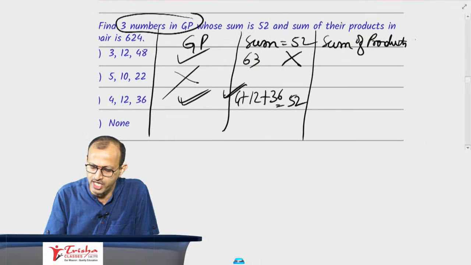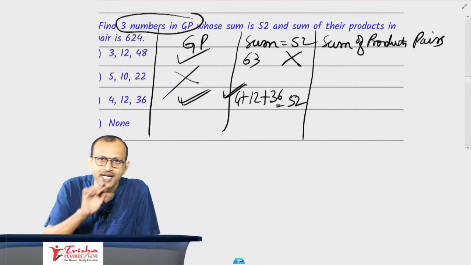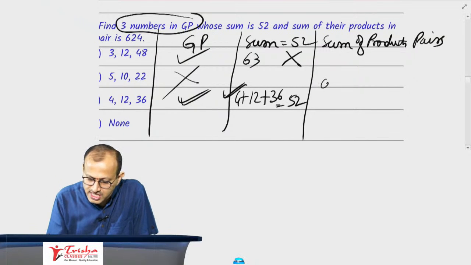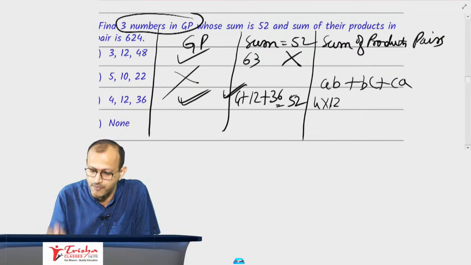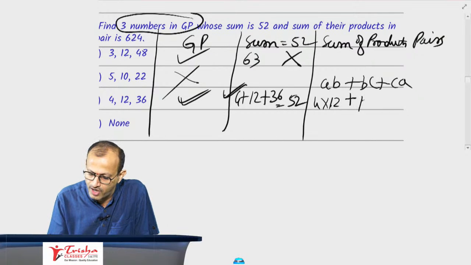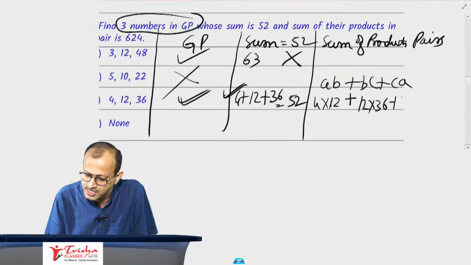Sum of the products in pairs. What does it mean? 3 terms, products in pairs, just like AB plus BC plus CA. Tell me now. 4 into 12 plus 12 into 36 plus 36 into 4.